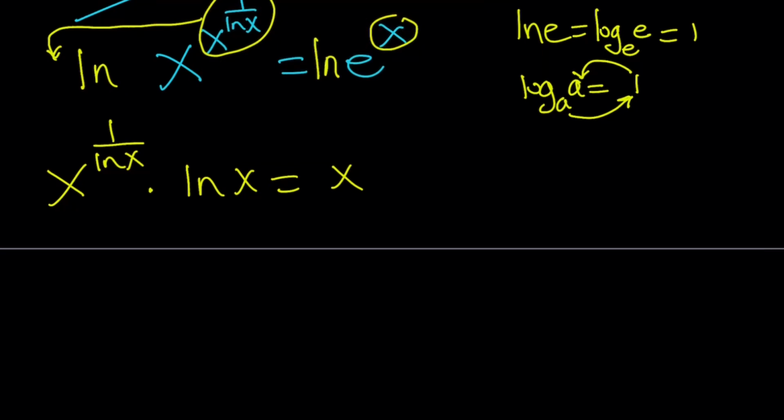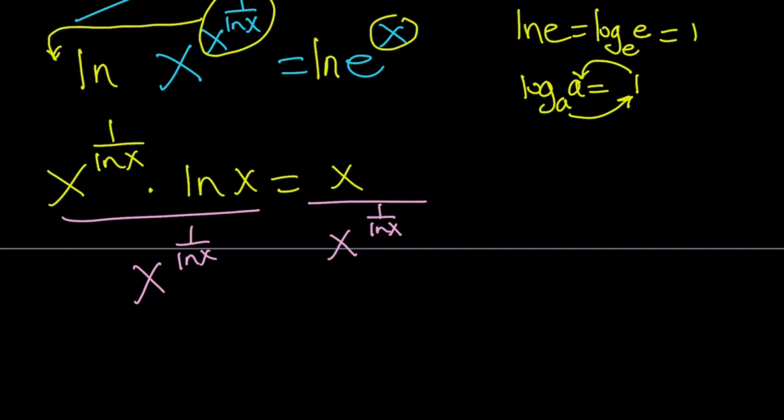So we're going to go ahead and divide both sides by x to the power 1 over ln x. That's what I'm doing basically. And then this is going to be 1. Of course, we have these conditions still. x does not equal 1 and x is positive. And x should not be 0, but it's not going to be 0 because we said x is positive. So we're good. Now we have the following.